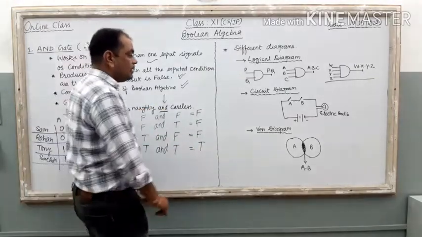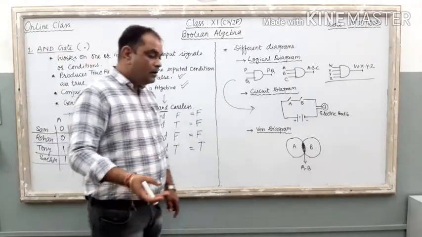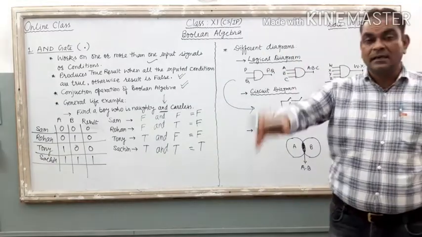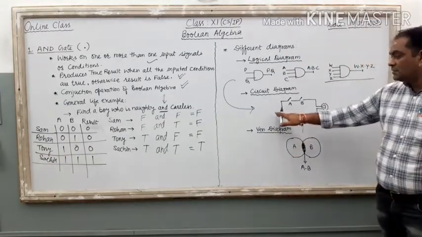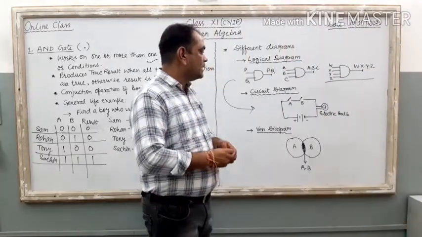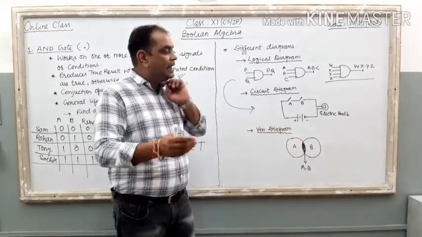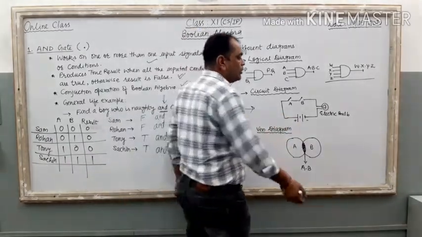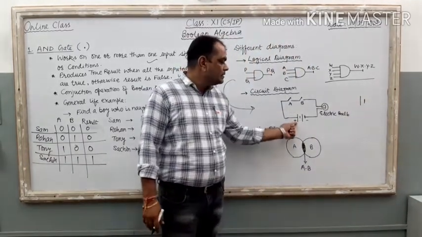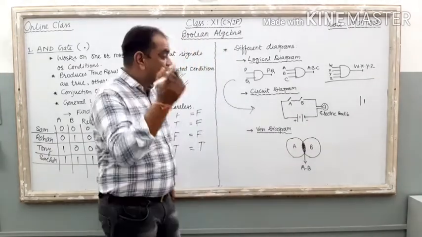Now come to the next diagram. It is the circuit diagram, related with physics, or we can say related with electronics. Here you can see a circuit of physics. What is there in the circuit? It is a battery. The symbol of a battery is this one, and the symbol of a cell is this one. This is the positive, this is the negative; 2 ends are there in each and every battery.